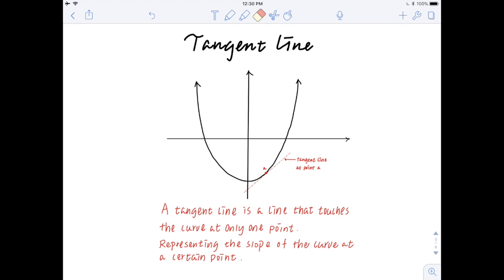Tangent line. When you have a graph of a function and you are given a point A on the graph, the tangent line at this point is a line that touches the curve at only this one specific point, and the tangent line represents the slope of the curve at this point.